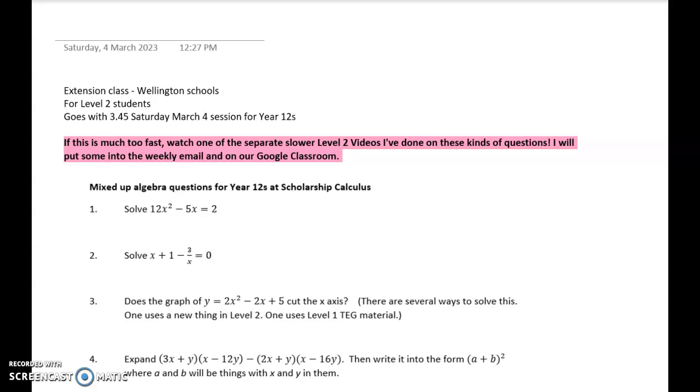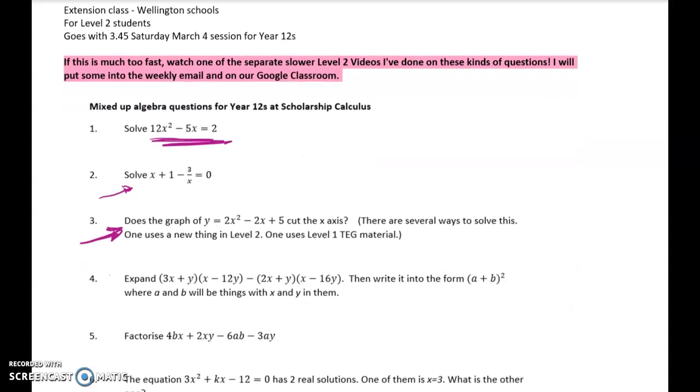So in this video, there's going to be lots of mixed up stuff, and we're working at around merit level, Level 2 straight away. Okay, let's look at this first one. We're going to solve this quadratic here, and we're going to do that in two different ways. The first way is using a Level 1 method called grouping, and the second way is using the quadratic formula, which will be brand new to lots of you. This one here is also going to use the quadratic formula. This is going to use an idea linked to the quadratic formula. And then these two here are just different ways to factorize.